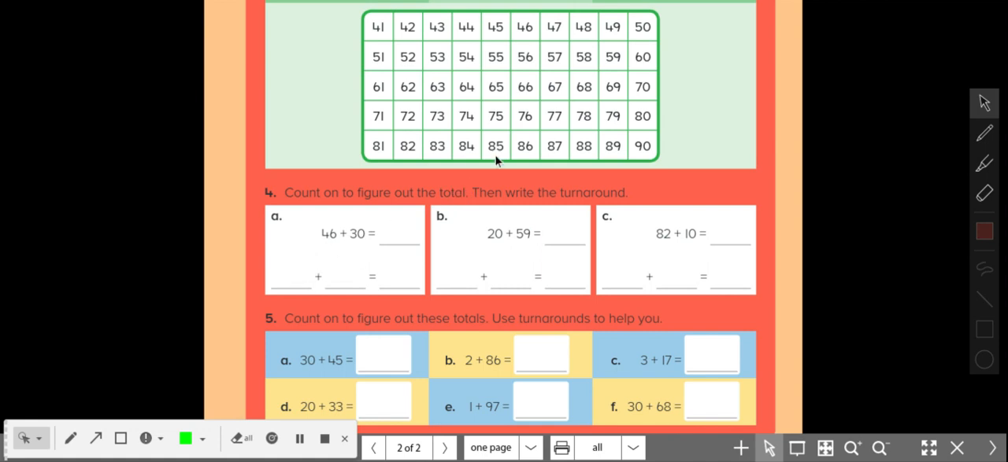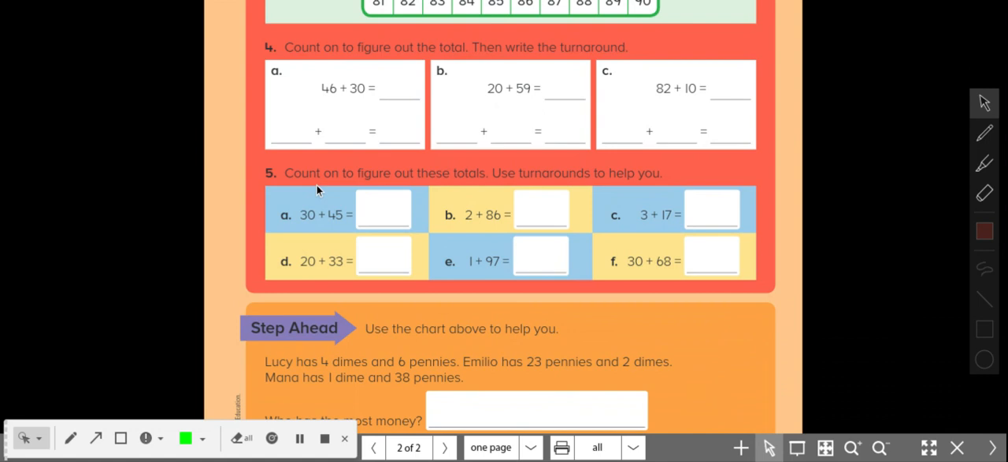So 46 plus 30. So again, I can look on my number chart, start at 46, and jump down 30. So this is 10, 20, 30. So then my answer is 76. And then this is a multi-step problem because now I have to write the turnaround fact for that. So 46 plus 30, I would turn that around and write 30 plus 46 down here. So you're going to do that on A, B, and C.